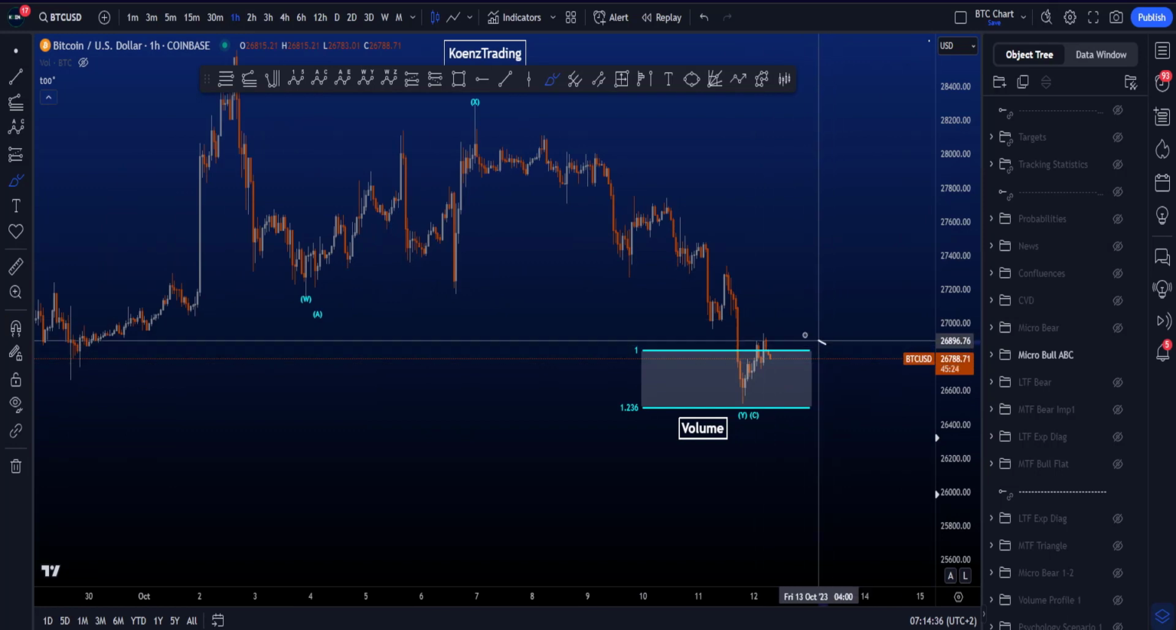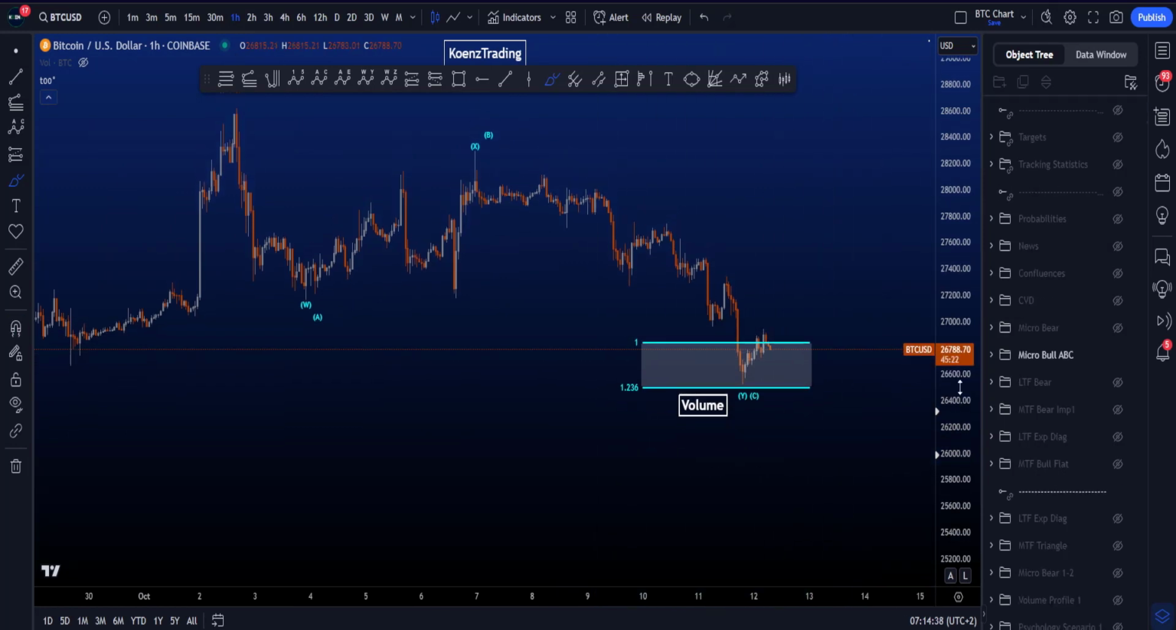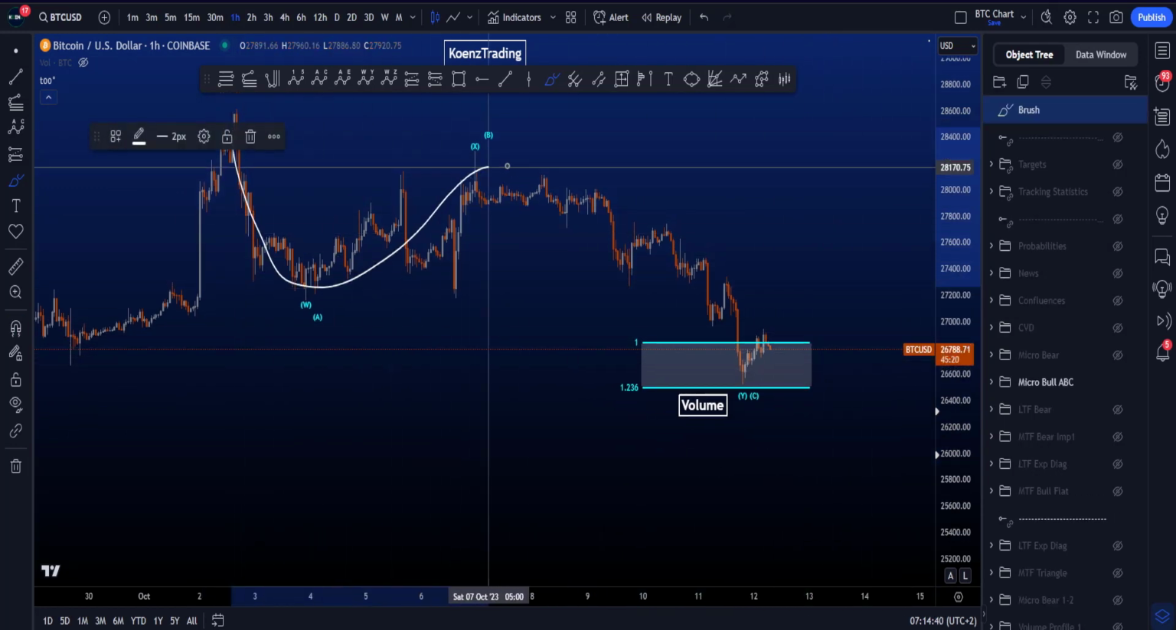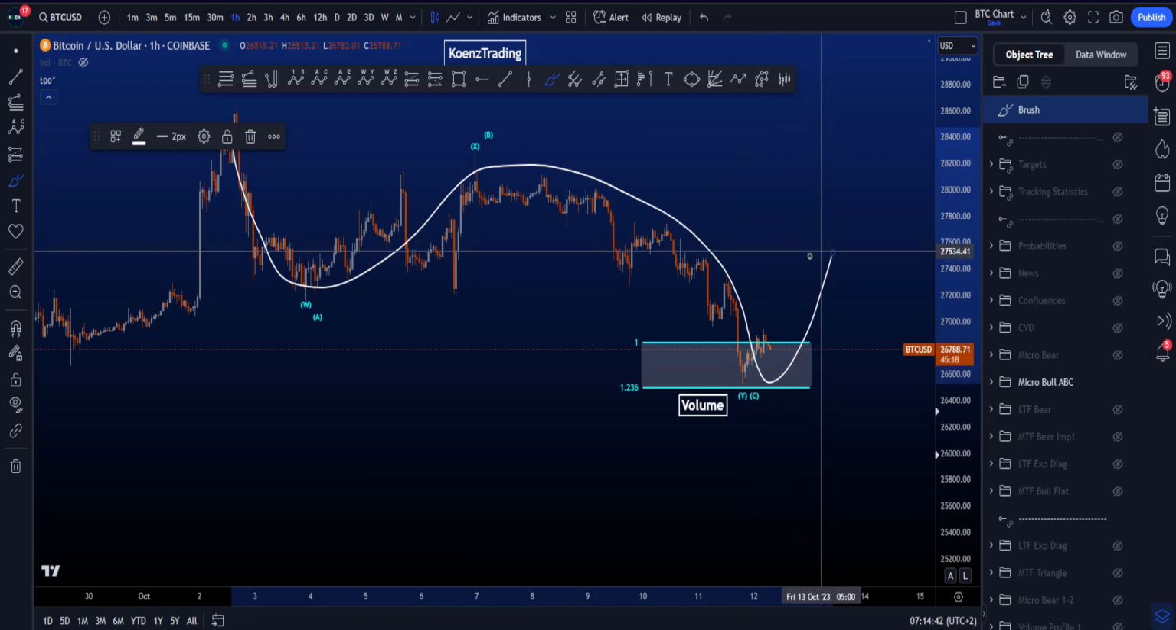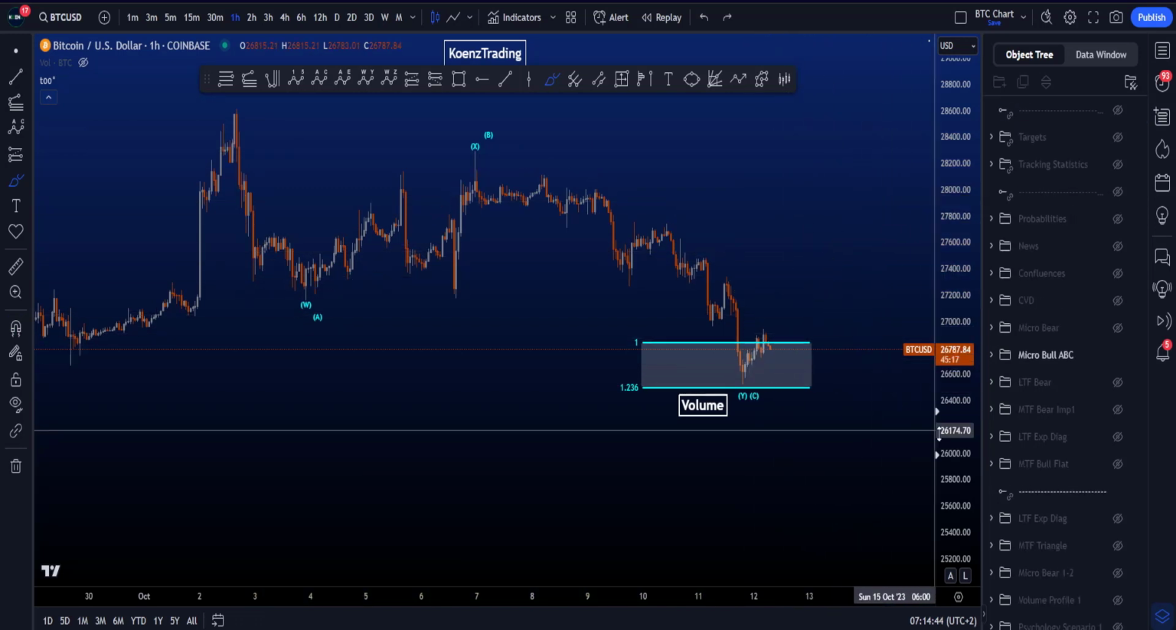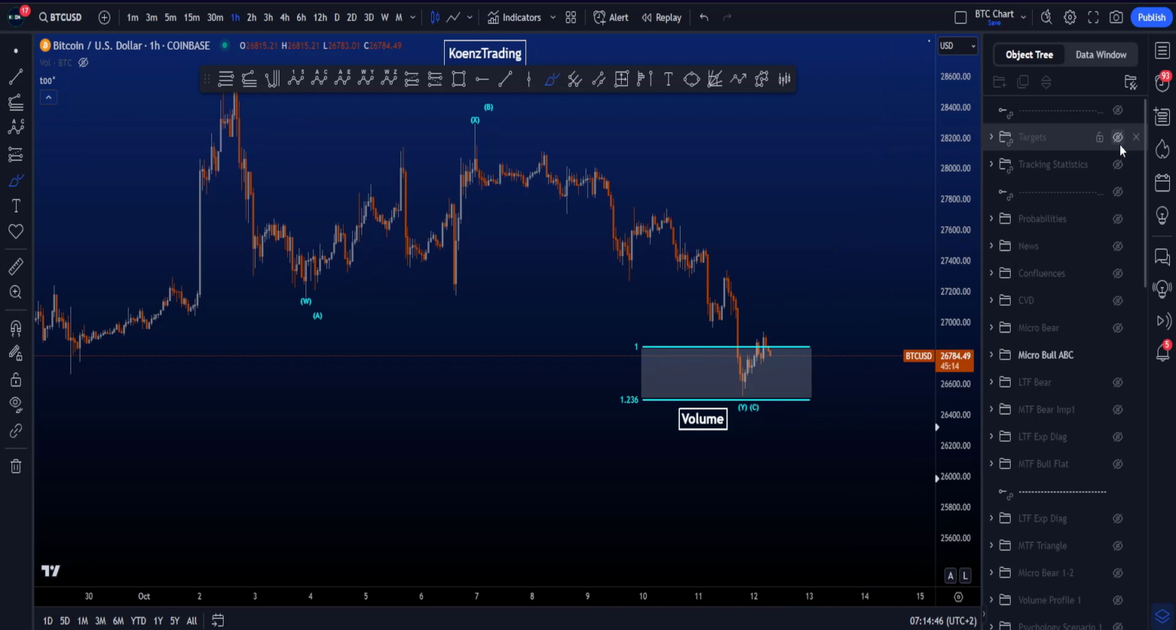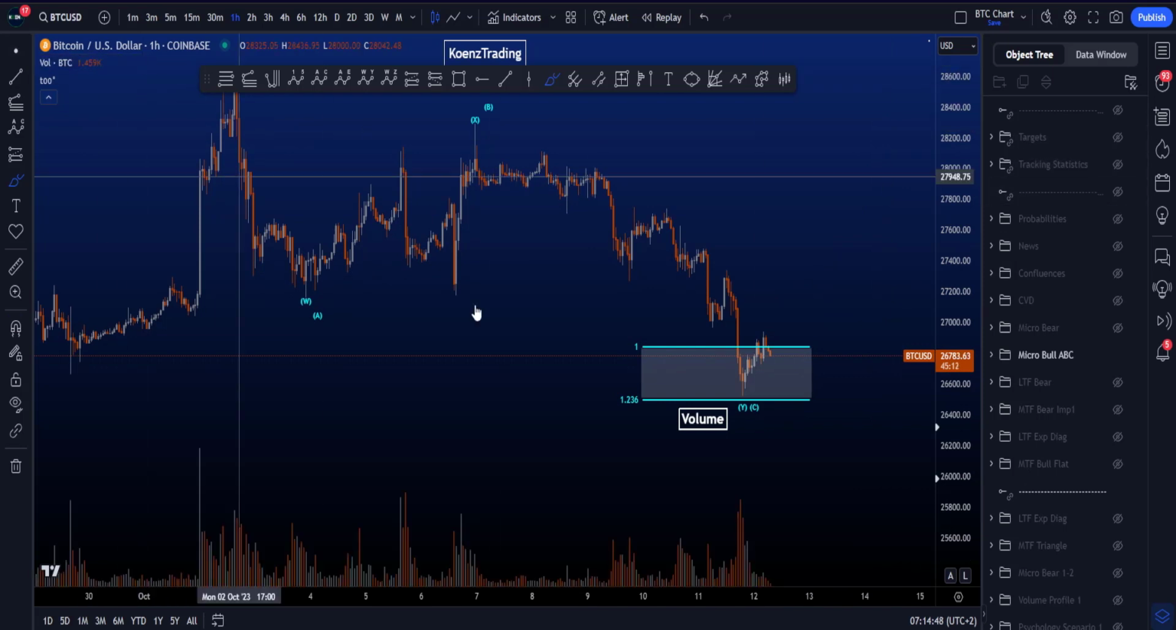It doesn't really matter for the count, as the target area is very, very similar. So in this scenario, you are looking for a three-wave structure to the downside, and then you want to see continuation towards the upside. Now, what is important here, however, is the volume.